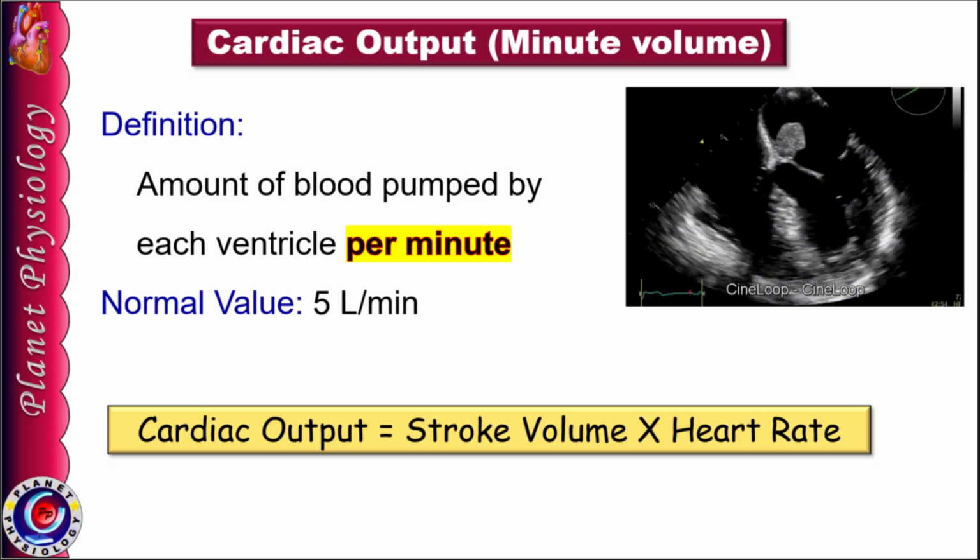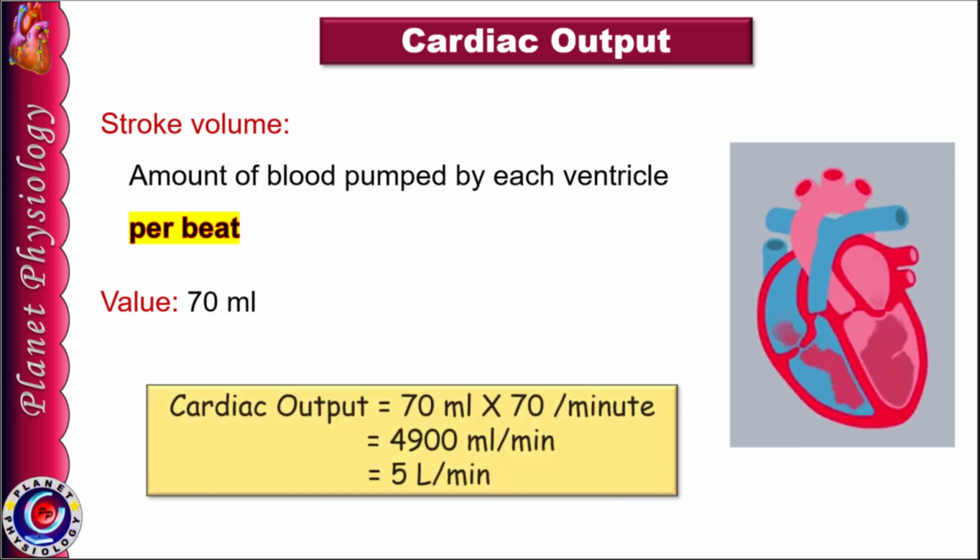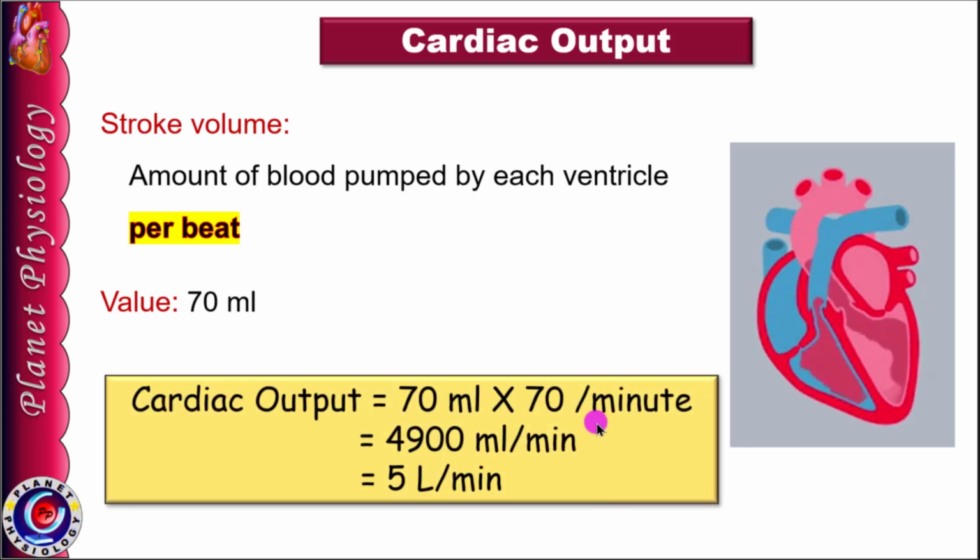Stroke volume is the amount of blood pumped by each ventricle per beat, and its normal value is 70 ml. If we consider normal heart rate as 70 beats per minute, then cardiac output becomes 70 into 70, that is 4900 ml per minute, or approximately 5 liters per minute.